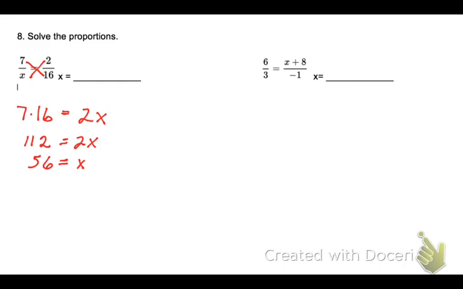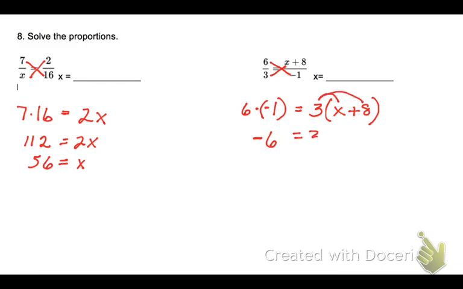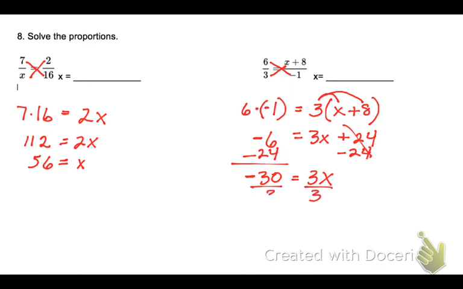Okay. Now, here we're going to do the same thing. Cross multiply. 6 times negative 1 is equal to 3 times x plus 8. So 6 times negative 1 is negative 6 is equal to, remember we distribute the 3 over the x and the 8, so we get 3x plus 3 times 8 is 24. Okay. So we subtract 24 from both sides because we want to isolate the x. So negative 6 minus 24 is negative 30. It goes away. Equals 3x. Okay, divide both sides by 3. Negative 30 divided by 3 is negative 10 equals x.